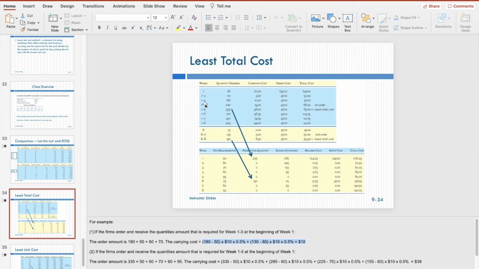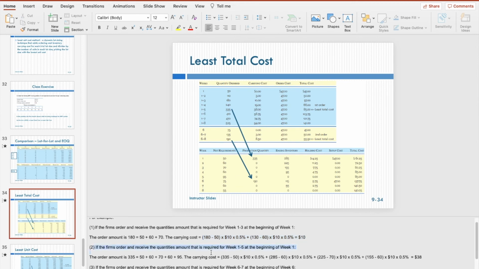Now if you continue doing it this way, for 1 through 4, 1 through 5, 1 through 6, 1 through 7, 1 through 8, you will get the corresponding numbers, all showing within this column, okay? So here, if you look at what I show here, look at 1 through 5.